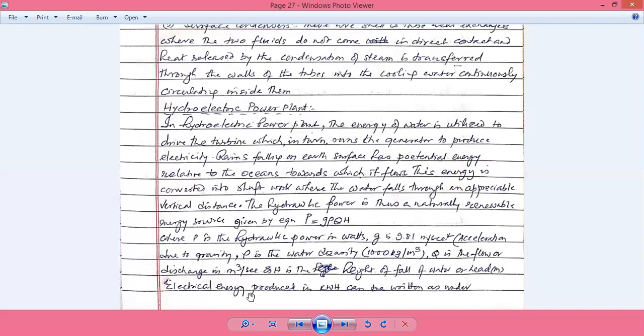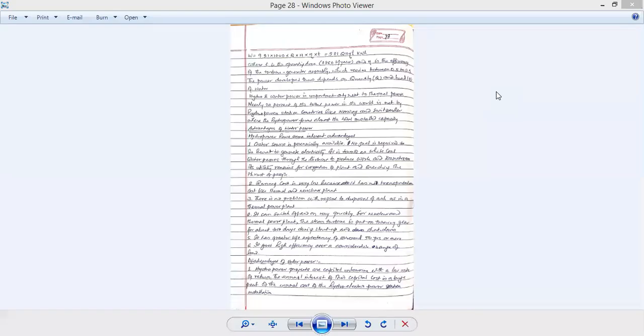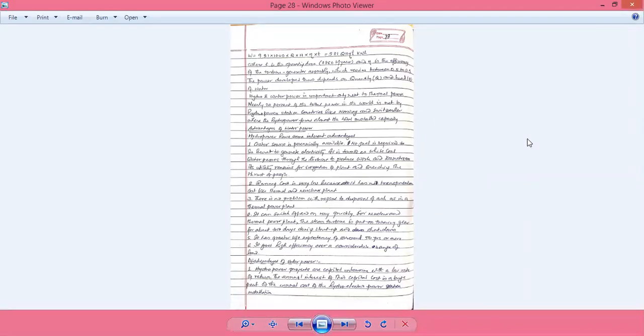Now, the electrical energy produced in kilowatt hours can be written as follows.